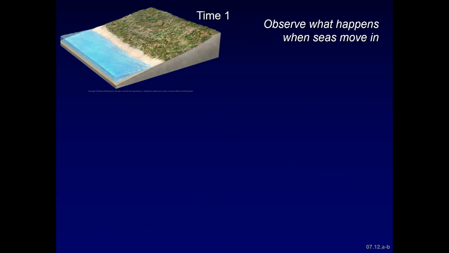Now we'll think about seas moving in and out. So this is what happens when a sea moves further into shore. At time 1, we have a shoreline separating a marine environment from a land environment, and then sand is deposited along the beach. The land is being eroded, so there's no sedimentary record of deposits there, but there is a development of an erosion surface.